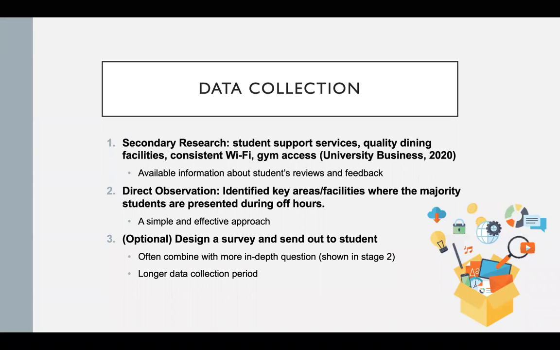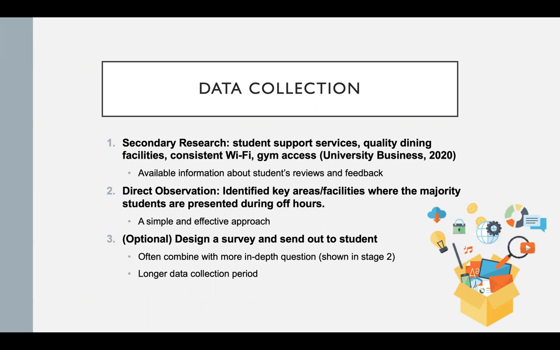This slide is more about data collection. The first method is secondary research. You can find lots of available information online in regard to student reviews and feedback about how to improve the quality of their campus living. For example, one online article indicates the four areas that can improve campus life: good sports service, quality dining facilities, consistent Wi-Fi service, and gym access.